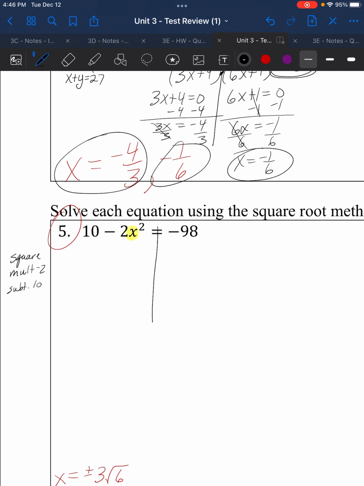Or the 10 is positive, so it really should be add. All right, so I need to do the reverse of that. So I need to subtract 10. You could also look at this as those are like terms, the 10 and the negative 98. The negative 2x squared comes down, and negative 108. Then we divide by negative 2.